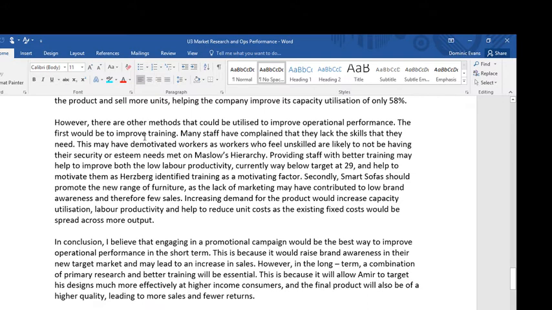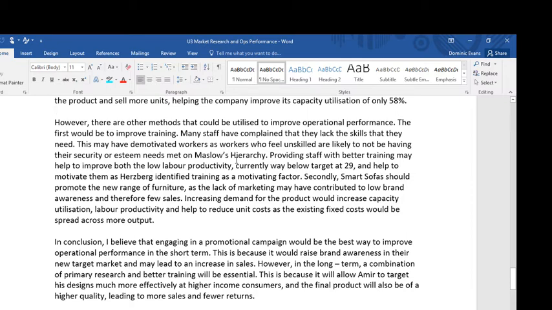The first would be to improve training. Many staff have complained that they lack the skills that they need. This may have demotivated workers who feel unskilled, as workers who feel unskilled are likely to not be having their security or esteem needs met on Maslow's hierarchy. I don't think that's the best English, but you can see what I'm getting at here. The demotivated workers, they're not having their needs met on Maslow's hierarchy.